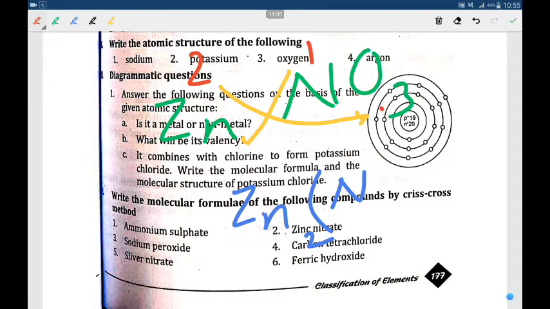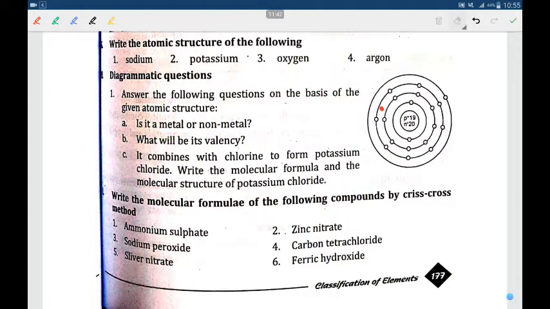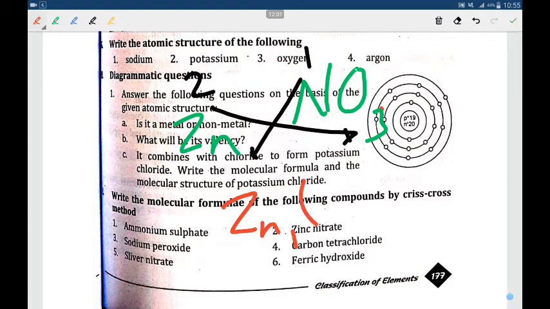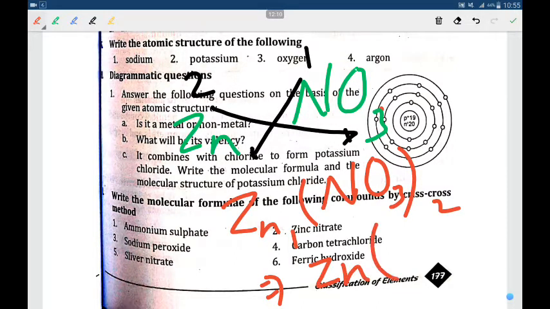So Zn, and let me write once again, ZnNO3. Valency is 2, valency is 1. Now criss cross. Zn1, bracket NO3 whole 2. Then what do you get here? One is no need. Zn bracket NO3 whole 2. This is the molecular formula of zinc nitrate.